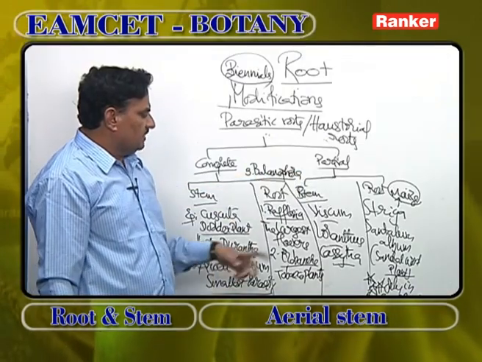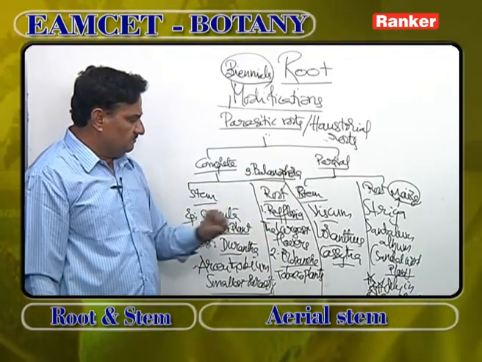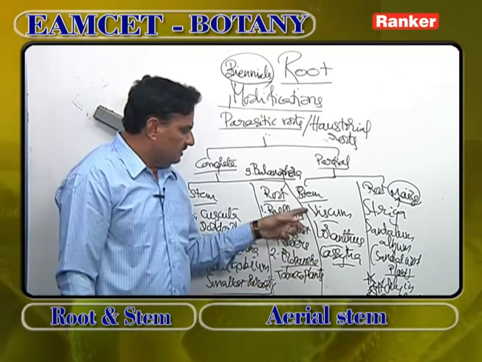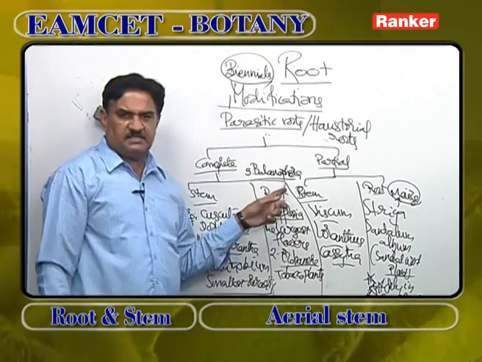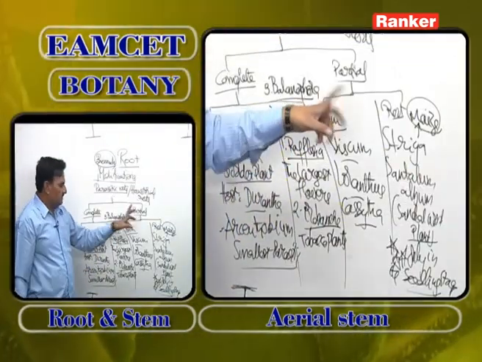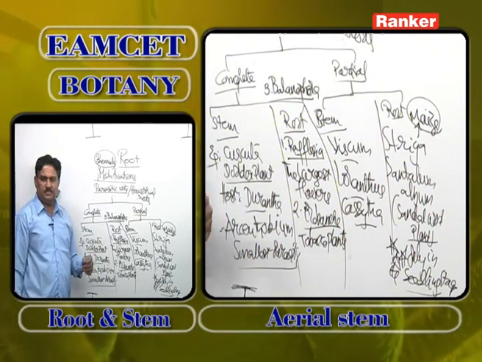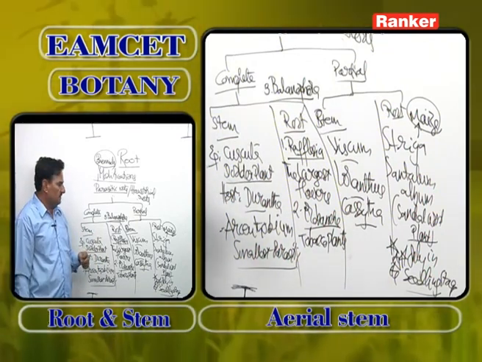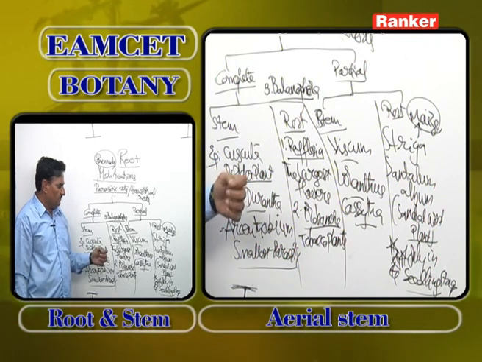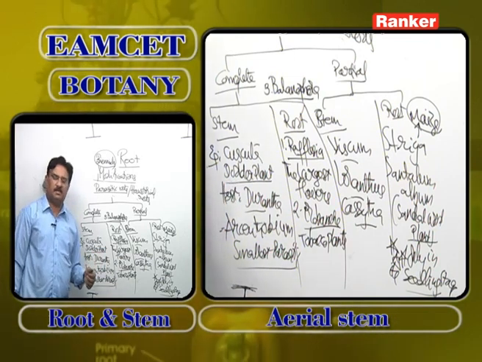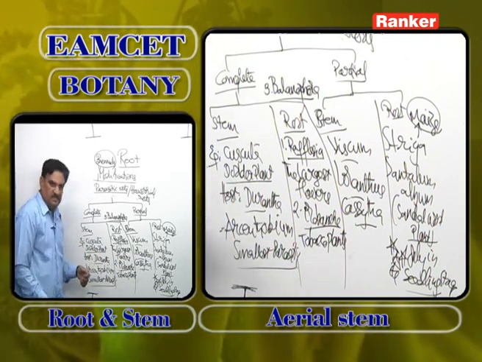Then partial parasites. Partial stem parasites: Viscum, Loranthus, Cassytha. Viscum, Loranthus and Cassytha are partial stem parasites. Partial root parasites: Striga, which grows only on maize plants, and Santalum album, the sandalwood plant, which is a partial root parasite only in its seedling stage.